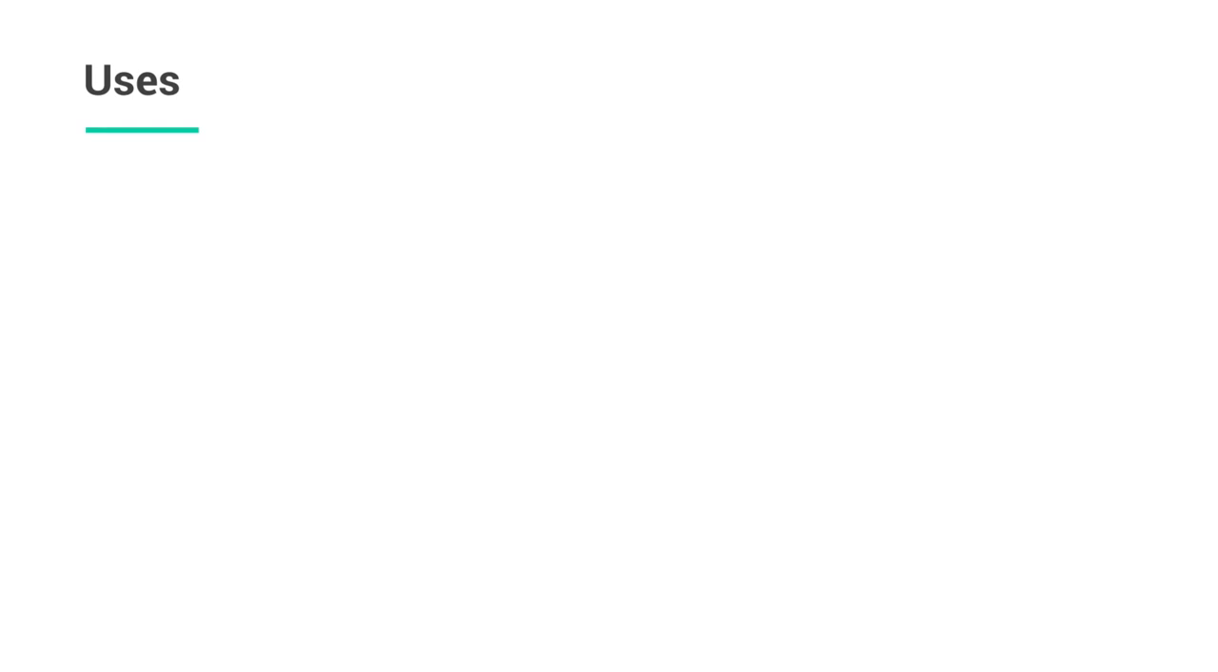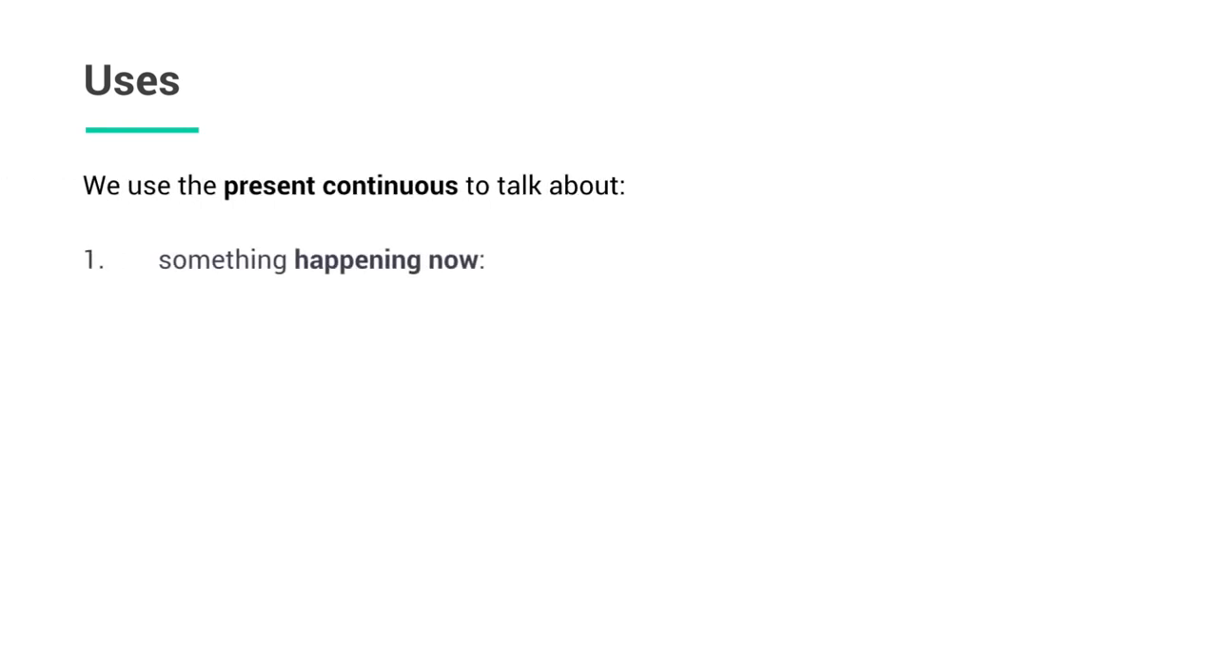Okay, now you know all three forms of the present continuous. Do you know when you should use it? Well, we often use the present continuous to talk about something happening now. For example, she's making some notes. That's what she's doing at the moment.